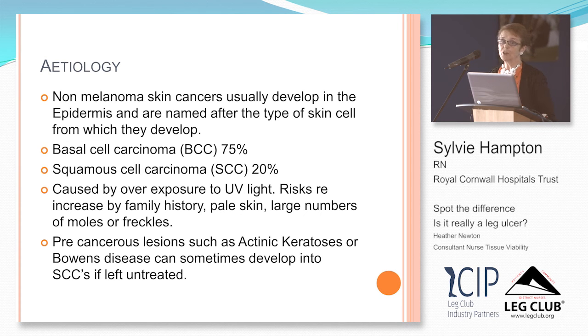So, etiology. Non-melanoma skin cancer usually develops in the epidermis and is named after the type of skin cell from which it develops. Basal cell carcinomas are 75%. Squamous cell carcinomas are 20%. Caused by overexposure to UV light. Risks are increased by family history, pale skin, and large numbers of moles or freckles. Precancerous lesions such as actinic keratosis or Bowen's disease can sometimes develop into squamous cell carcinomas. So I was really lucky that I got it sorted out before something like that happened.